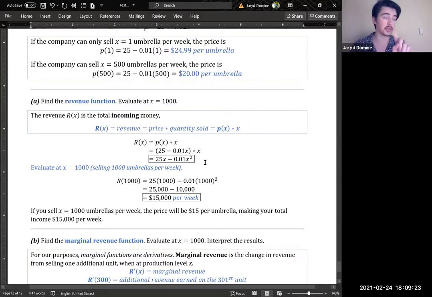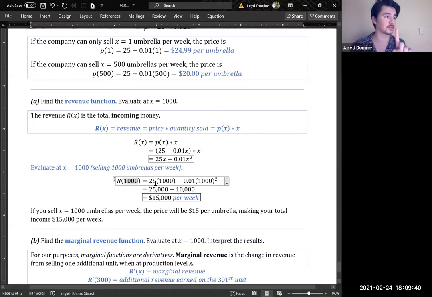That's one of your answers. It's one of the answers. So you want to box that. Step 2 is evaluated at X equals 1,000. So all that means is you take 1,000 umbrellas per week, X equals 1,000, and you put it in here to see what your revenue is.